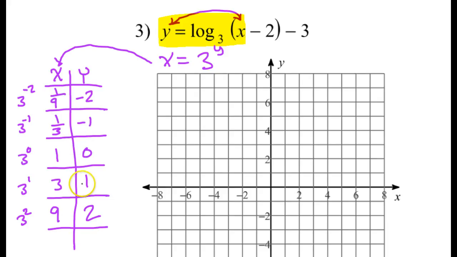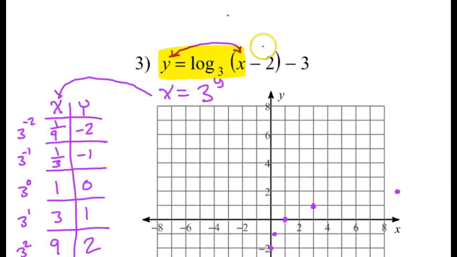So these are the ordered pairs of the parent function. Let's go ahead and graph them. 1/9, comma, -2 is basically going to appear to be on the line because it's so small. 1/3, comma, -1 will be about here. 1, comma, 0. 3, comma, 1. And 9, comma, 2. Do not connect these dots because this is not the final answer.